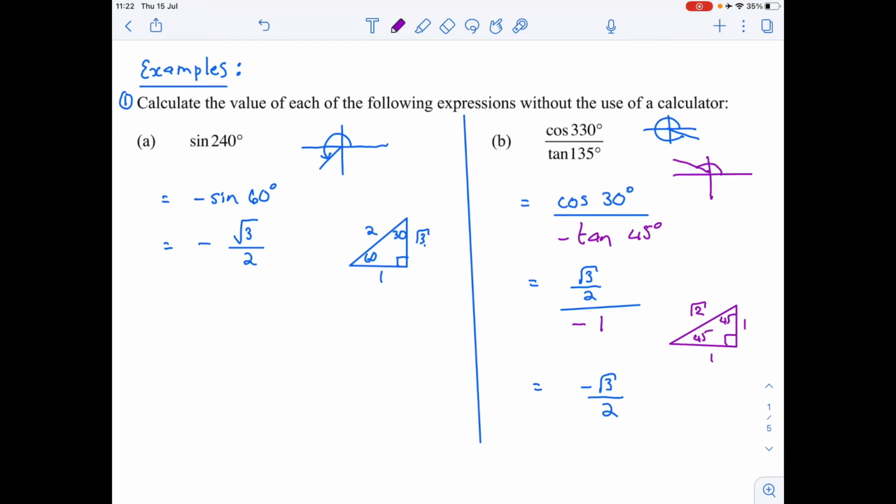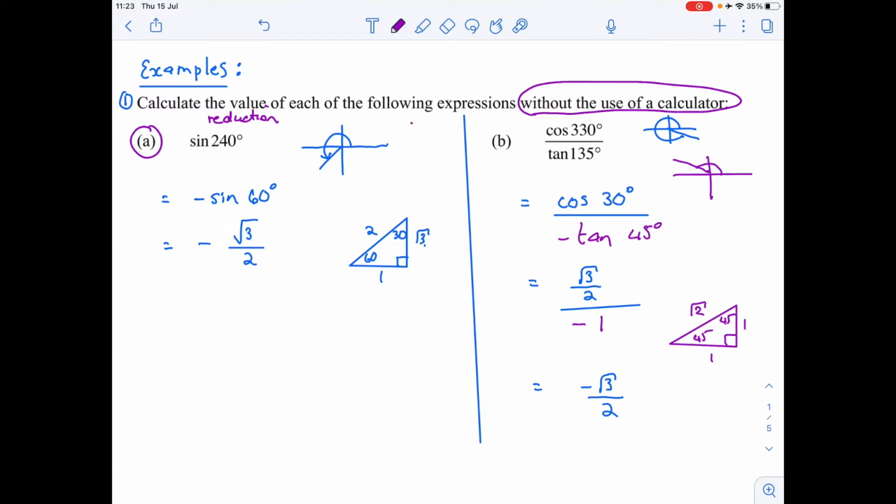Calculate the value of each of the following expressions without a calculator. Okay, we need to keep that in mind. We do sometimes use it, but we need to show all our workings. So the first one is sine of 240. Now, before we can even use our special angles, we need to use our reduction formula here.